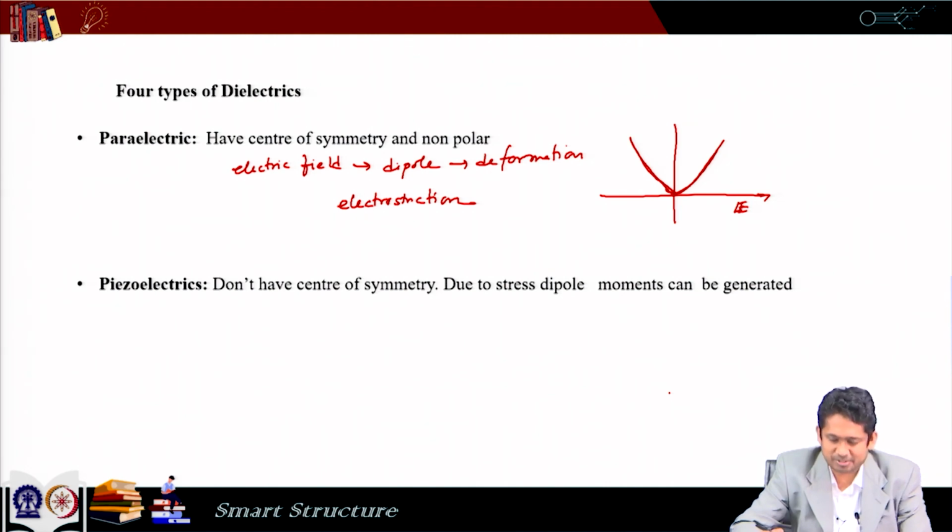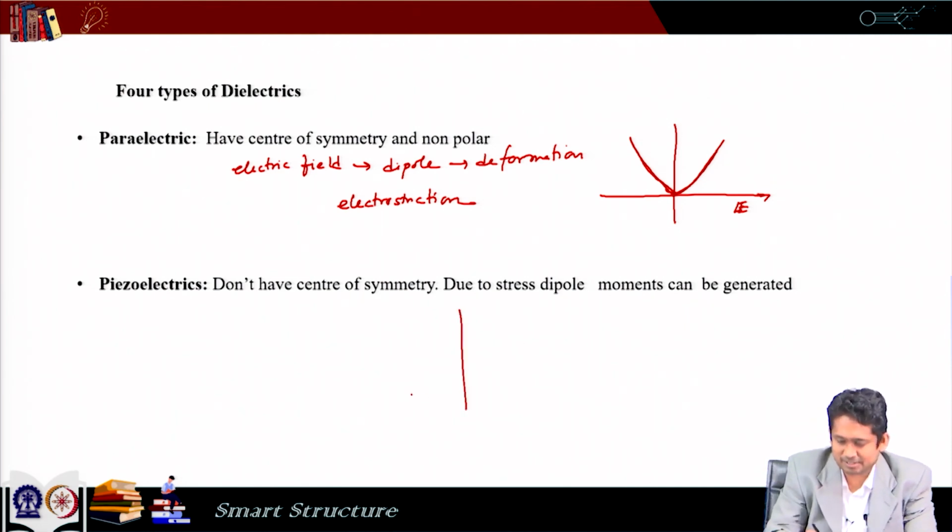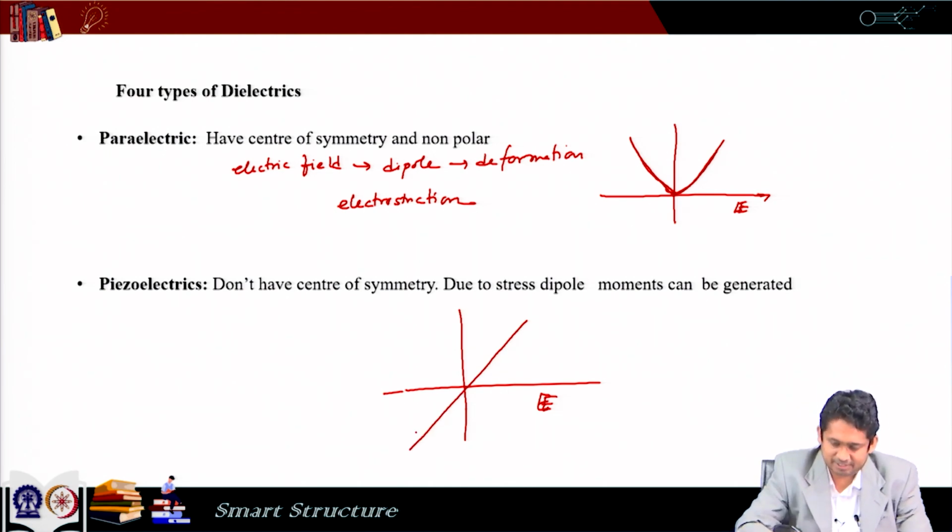Piezoelectrics do not have a center of symmetry. Here, due to stress, dipole moments can be generated, just as we saw how it generates. In piezoelectric materials, if we look at the relation between electric field and the deformation, it is like this. So, when the field is changed, the deformation reverses. In the case of electrostriction, the deformation is proportional to the square of the electric field. In this case, the relation is linear, but at very high electric field, the linearity does not hold. The relation starts becoming non-linear.